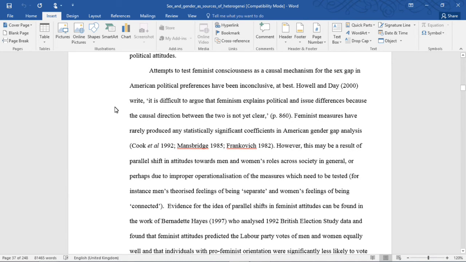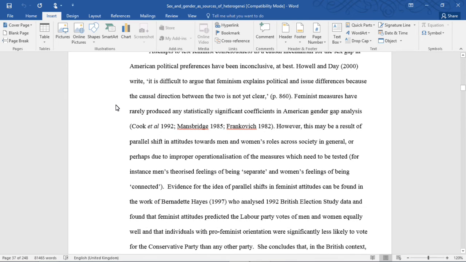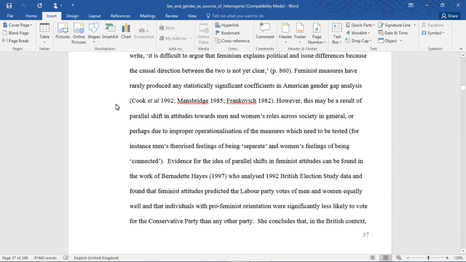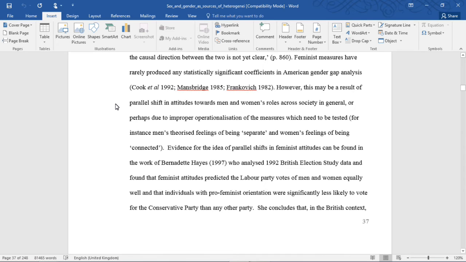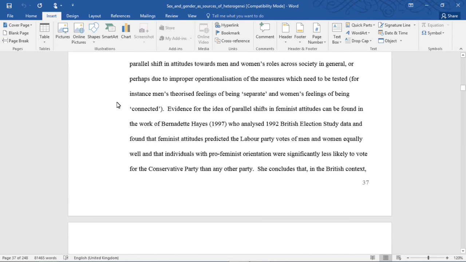Attempts to test feminist consciousness as a causal mechanism for the sex gap in American political preferences have been inconclusive at best. Howell and Day write, quote, "It is difficult to argue that feminism explains political and issue differences because the causal direction between the two is not yet clear," unquote. Feminist measures have rarely produced any statistically significant coefficients in American gender gap analysis. However, this may be the result of parallel shifts in attitudes toward men and women's roles in societies in general, or perhaps due to improper operationalization of the measures which need to be tested, for instance, men's theorized feelings of being separate and women's feelings of being connected.